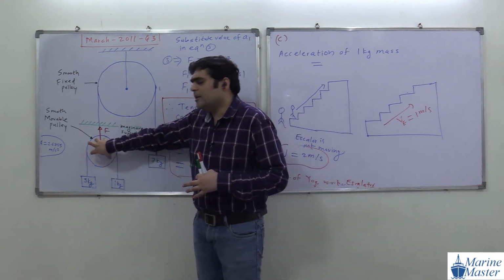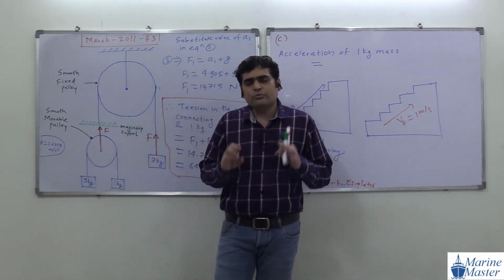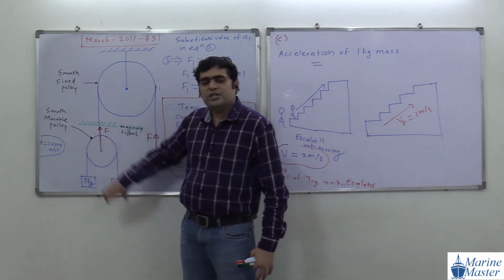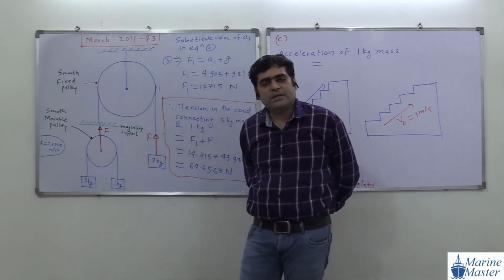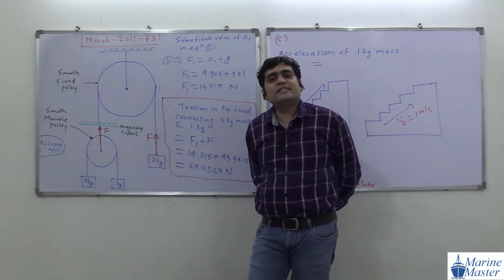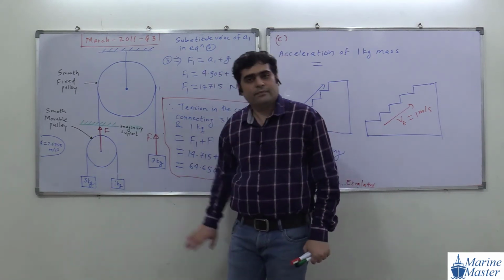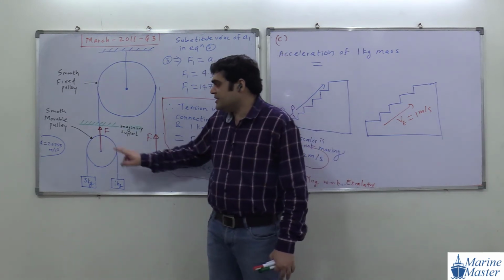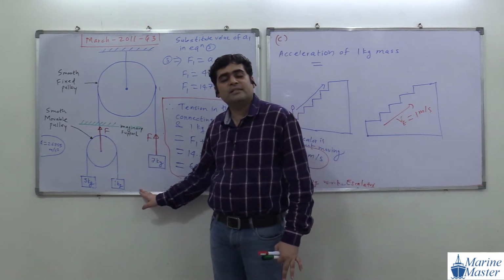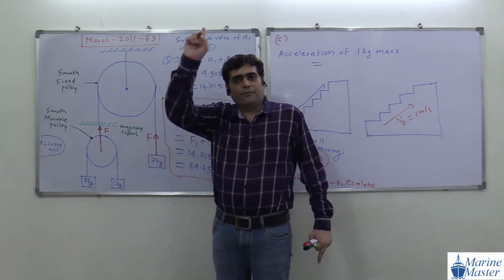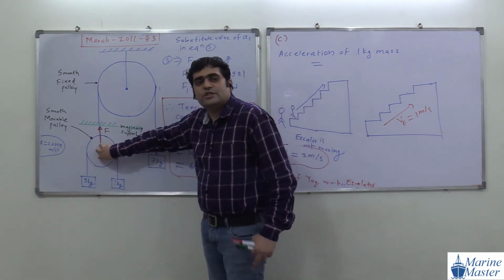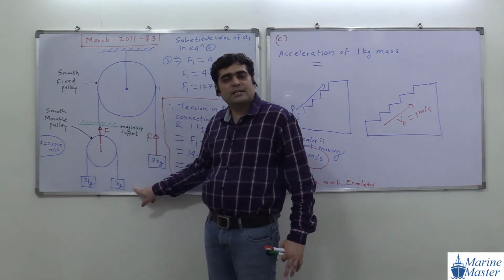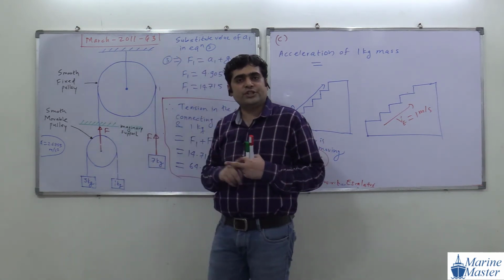Suppose this movable pulley is not moving. Then what will be the acceleration of the 1 kg mass? If this movable pulley is not moving, then the acceleration of the 1 kg mass is A1, and it is in the upward direction. Just now we calculated, guys.